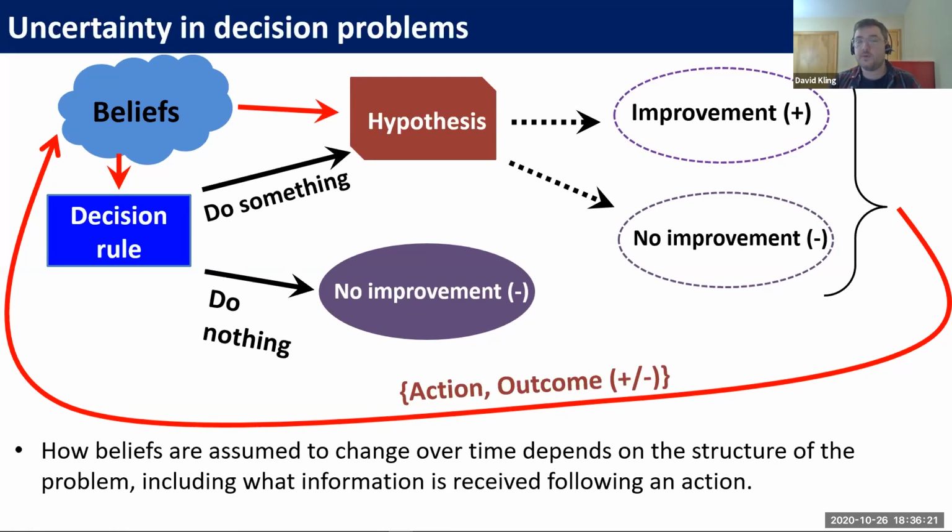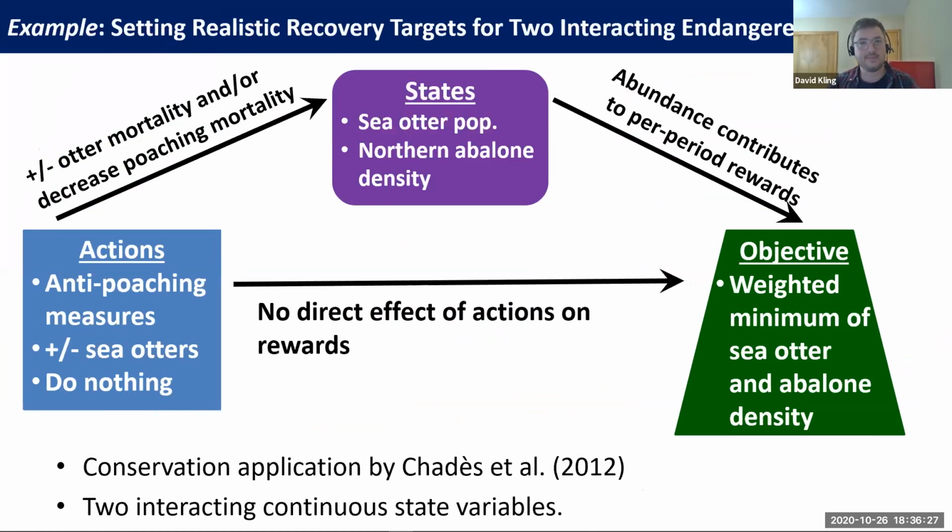All right, so I'm going to draw on an example just to contextualize some of what I've talked about, from a paper by a fantastic researcher, Iadine Chadés, who worked on recovery and conservation of two interacting endangered species not far from where I live in Oregon. This was in Washington, right, if I'm remembering correctly? This was in British Columbia. I'm sorry, I apologize.